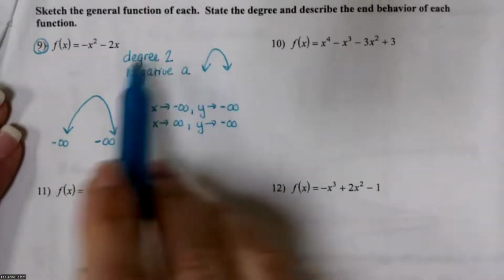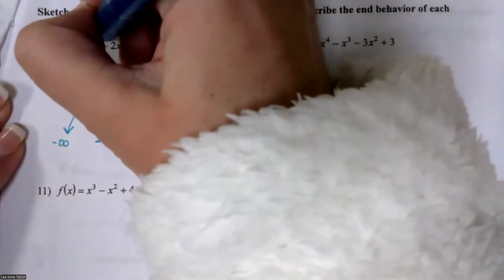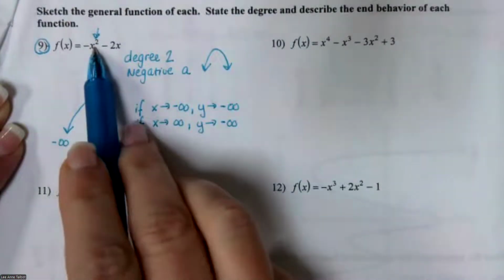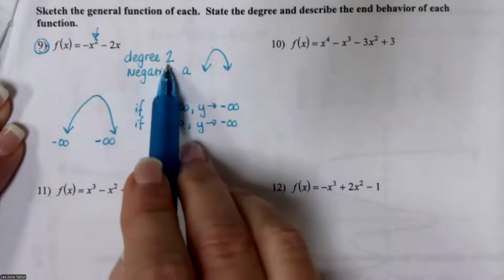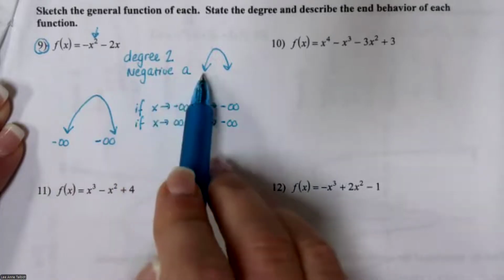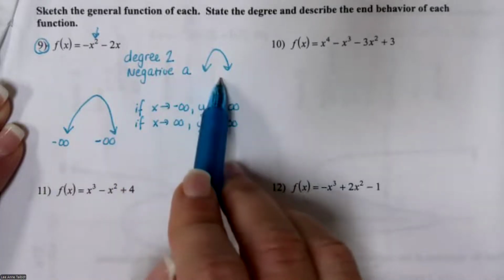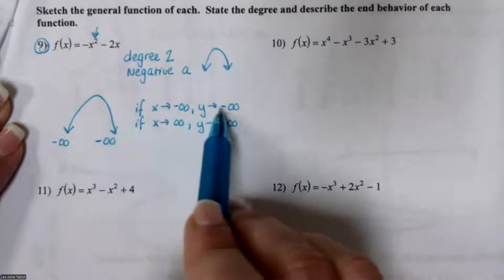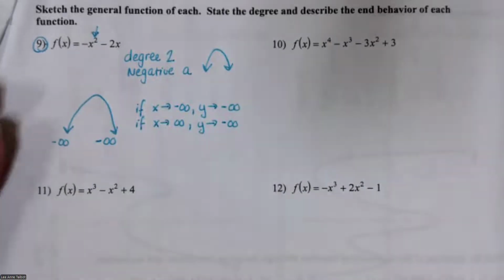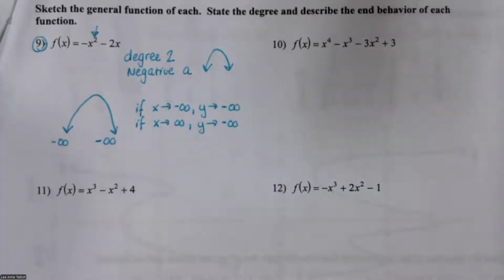So first thing I did was find the degree, which is the highest exponent when it's in standard form. I looked in the front, it has a negative a value. Even degree, negative a value means the arrows are going down. This one is degree 2, so it just had 2 directions, up, down, and negative, negative for the end behavior. You sure you're good?